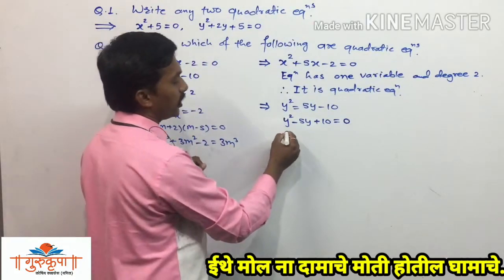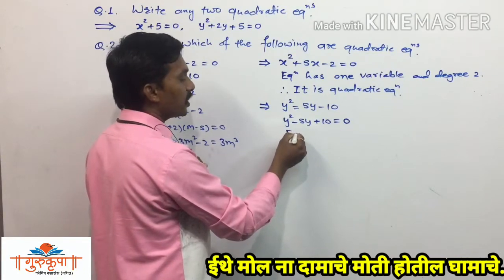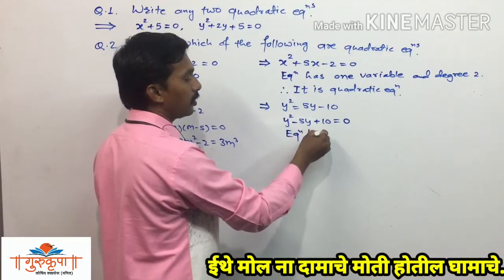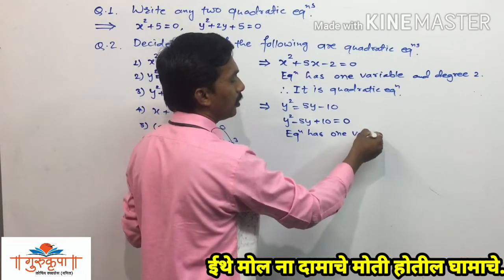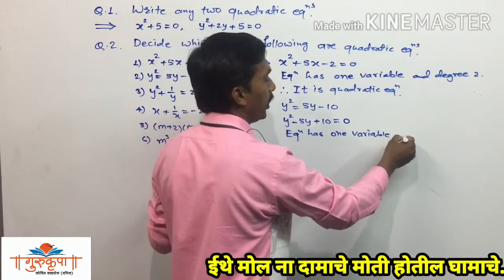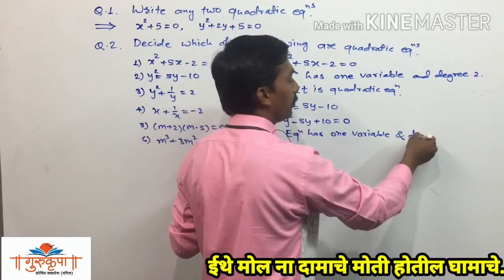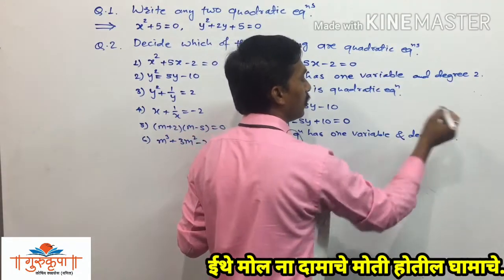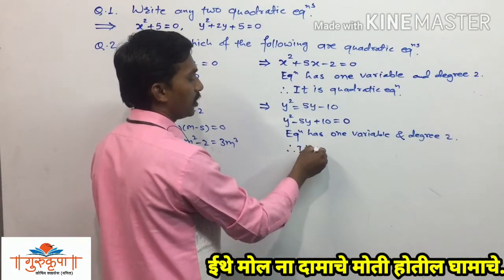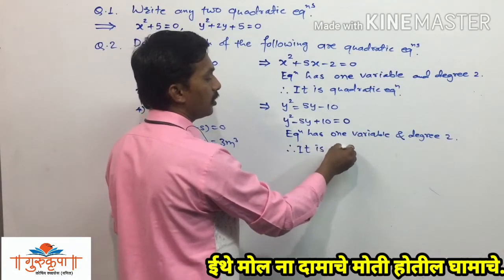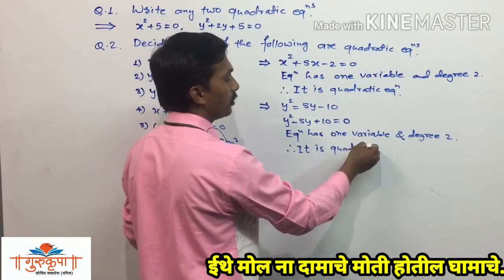So we will write our answer here. The given equation has one variable and degree 2, therefore it is a quadratic equation.